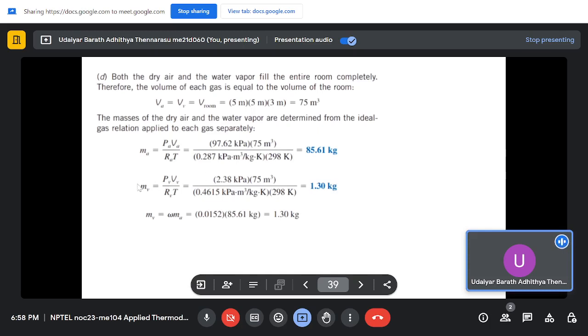The other way of finding the mass of vapor is using specific humidity. Specific humidity is nothing but the mass of water vapor divided by the mass of dry air. So the mass of water vapor is omega into mass of air, which is 0.0152 into 85.61 kg, which also gives me 1.30 kg. So both are the same.